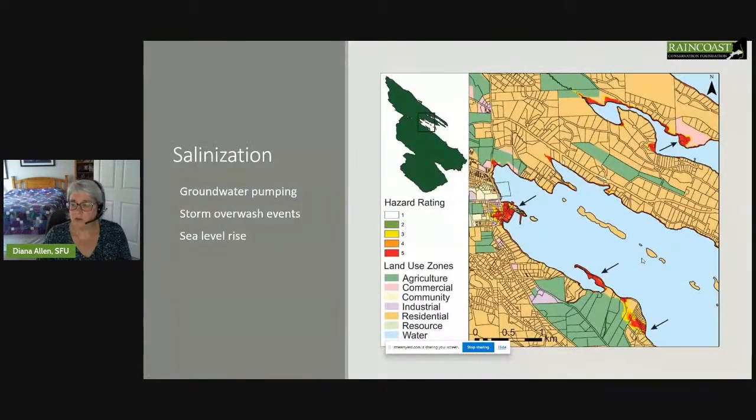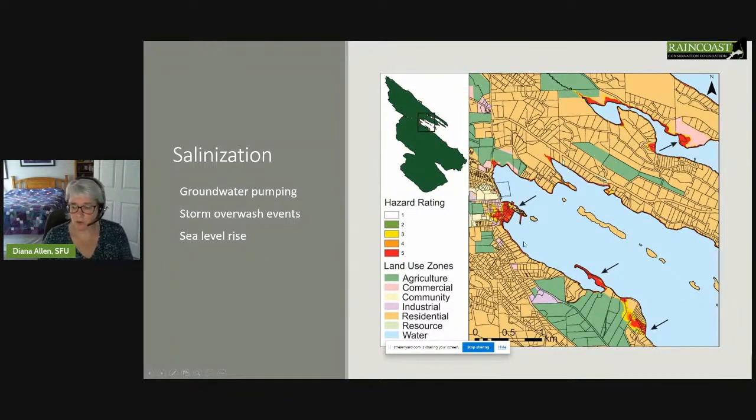The last point here is salinization. So salinization of coastal aquifers, because of that ocean water body surrounding that freshwater lens, is a really important process, and we can cause aquifers to become salinized due to groundwater pumping, but also due to overwash events. So if we start getting big storm surges, you can end up with water from the ocean overtopping the land surface, and then that salt water infiltrating down into the aquifers. And at the same time, sea level rise is supposed to happen, and so that will also push that salt water in towards the land surface.